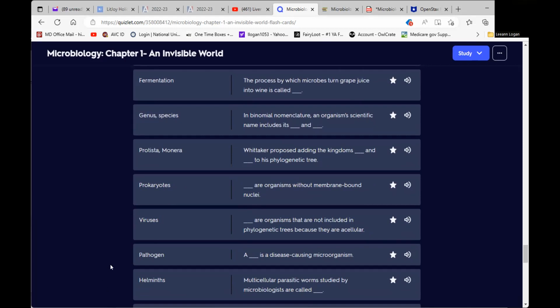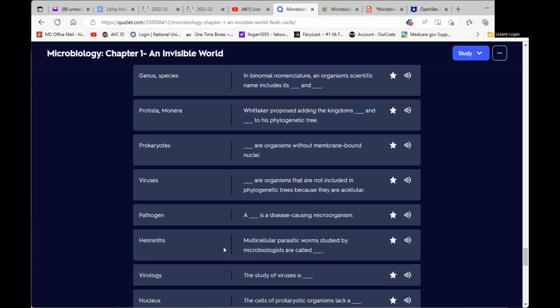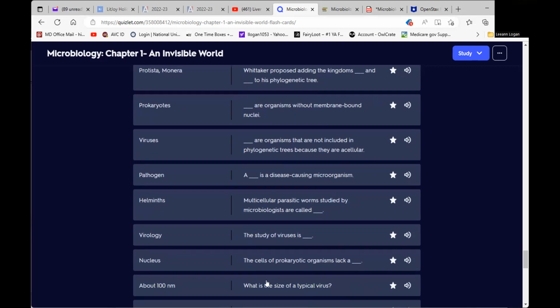A pathogen is a disease-causing microorganism. Multicellular parasitic worms studied by microbiologists are called helminths. The study of viruses is virology. The cells of prokaryotic organisms lack a nucleus.